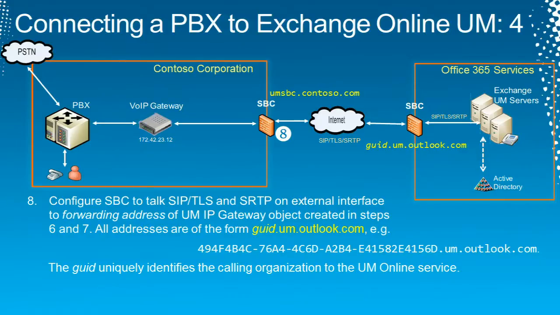All of these addresses are of the same form. They all end with .outlook.com, and they all begin with a globally unique ID, which is a 32-character sequence of numbers, letters, and dashes. So there's an example. Not very friendly, but you only need to put this into the SBC once. So this globally unique ID at the left of the address uniquely identifies the calling organization, Contoso in this case, to the Online service. Okay? So that's why it's important to put it in the rules. This is how Online knows it's a call coming from Contoso and not someone else.